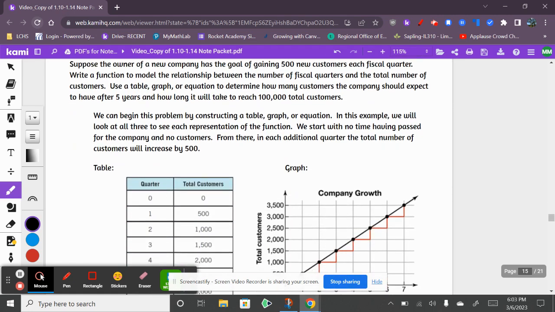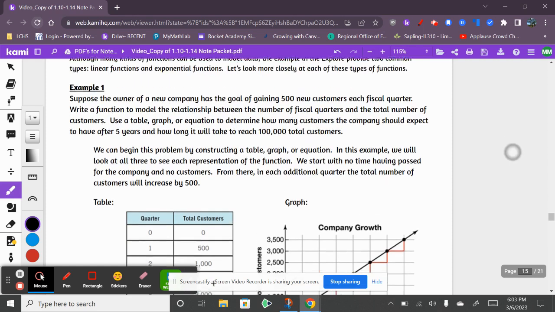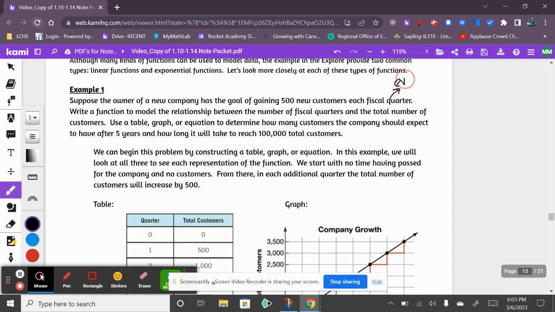So suppose the owner of a new company has the goal of gaining 500 new customers each fiscal quarter. So each fiscal quarter, you can think of as every 3 months. Write a function to model the relationship between the number of fiscal quarters and the total number of customers. Use the table, graph, or equation to determine how many customers the company should expect to have after 5 years and how long it will take to reach 100,000 customers.